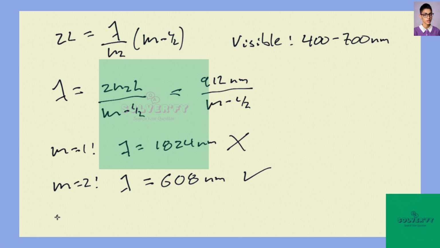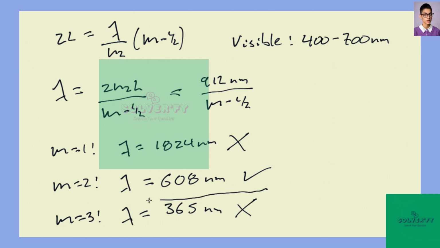And lastly, we'll try m equals 3 to see if that's also in the visible spectrum. When we plug m equals 3 into this equation, we get that the wavelength is 365 nanometers, which is outside the visible spectrum. So the only wavelength, and the answer to this problem, is lambda of 608 nanometers.